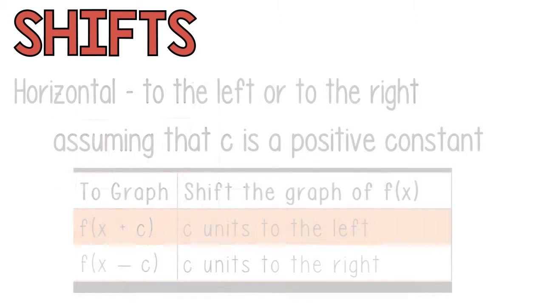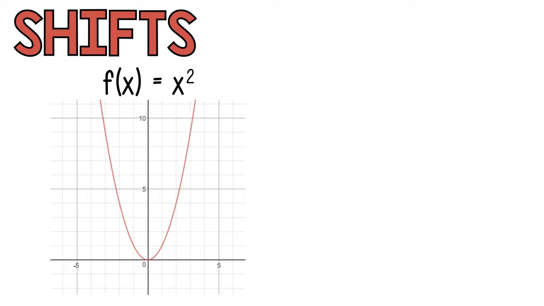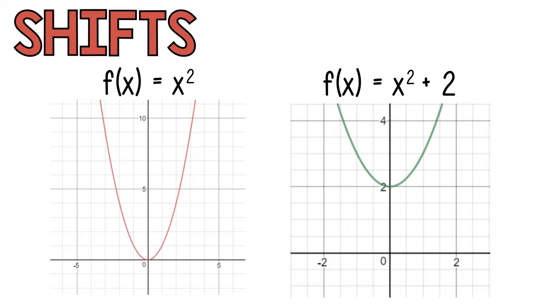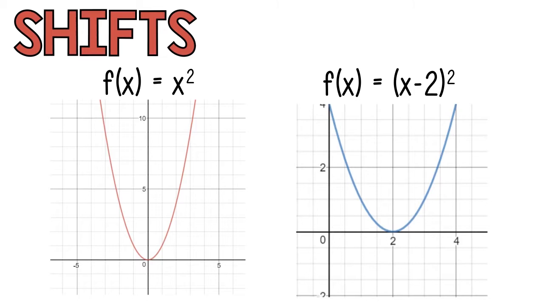For example, given the original equation f of x equals x squared, the graph looks like this. If we are to add a vertical shift, the equation will be f of x equals x squared plus 2, which will result in the graph moving 2 units upward. And if we are to add a horizontal shift, the equation will be f of x equals x minus 2 squared, which will result in the graph moving 2 units to the right.